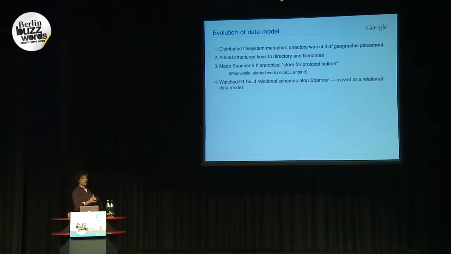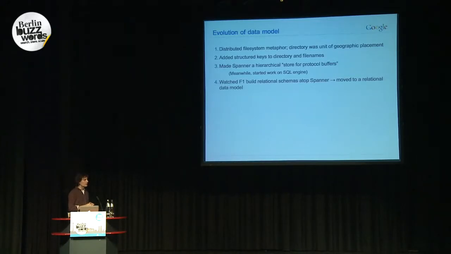So after a lot of soul searching, we decided Spanner needed a much richer data model. And we decided it was a hierarchical store for protocol buffers. Protocol buffers are Google's structured hierarchical data format. It's a little bit like typed JSON or something. And you could think of the Spanner universe as a single gigantic protocol buffer spanning the globe with little points in the tree defining where the partitioning was okay.